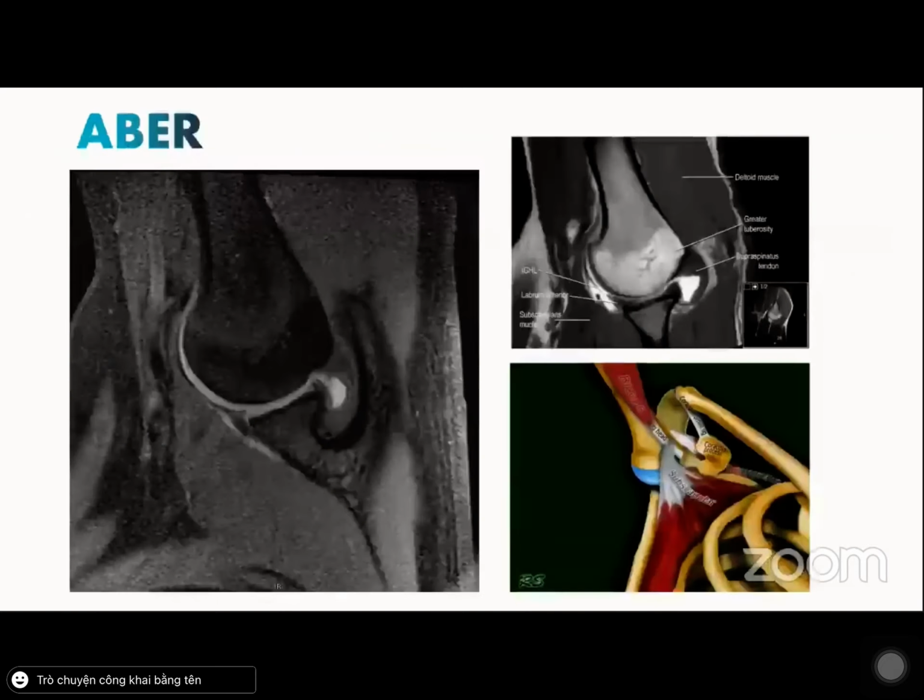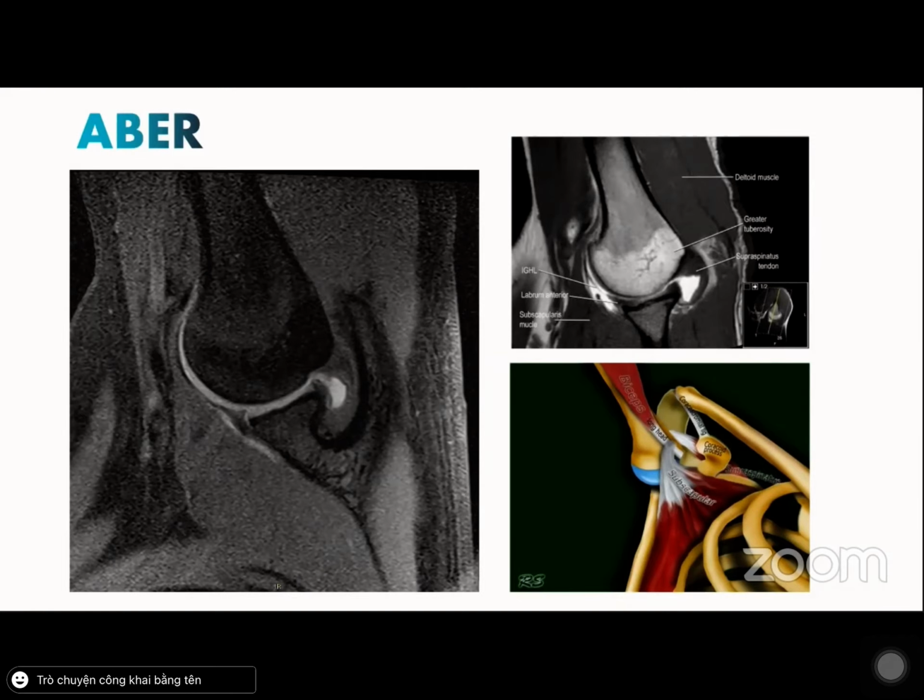When protocoling MRI shoulder for instability, you might also want to consider performing scans in special positions such as the ABER view, abduction and external rotation, which theoretically will put the anterior band of the inferior glenohumeral ligament into tension, thereby optimizing the penetration of contrast material into any tear.